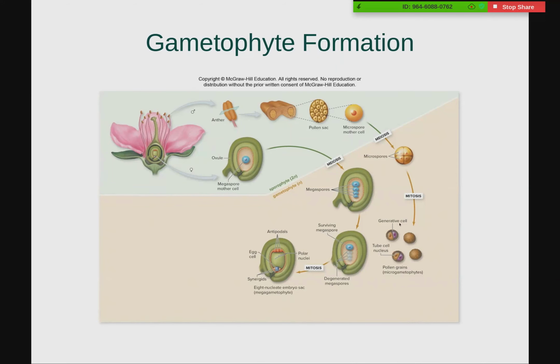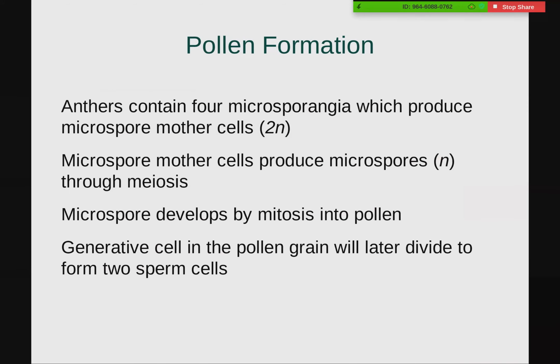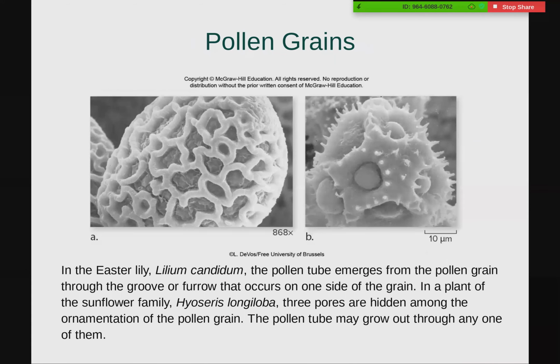So back to where we are, so we have the microspore mother cell, which is produced in the pollen sac, leads us to microspores, which leads us to the tube cell, the pollen grains, which have the generative cell and the tube cell nucleus. The tube cell nucleus again going to produce the sperm.